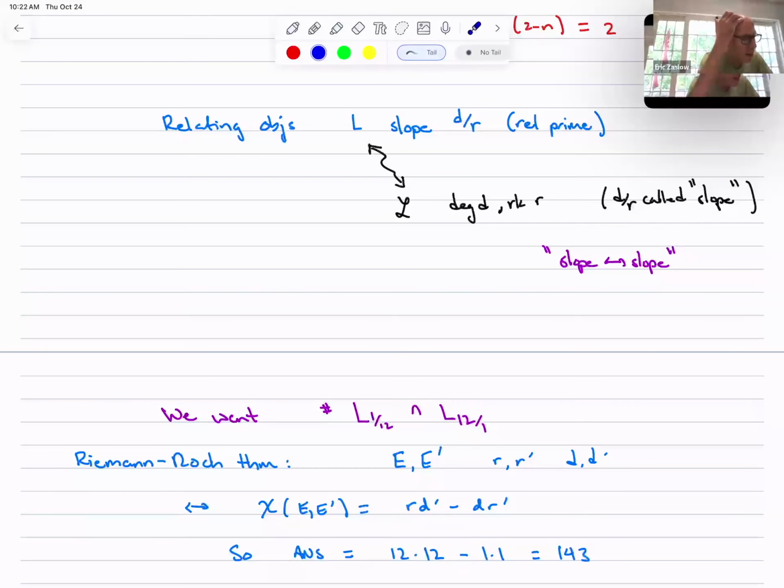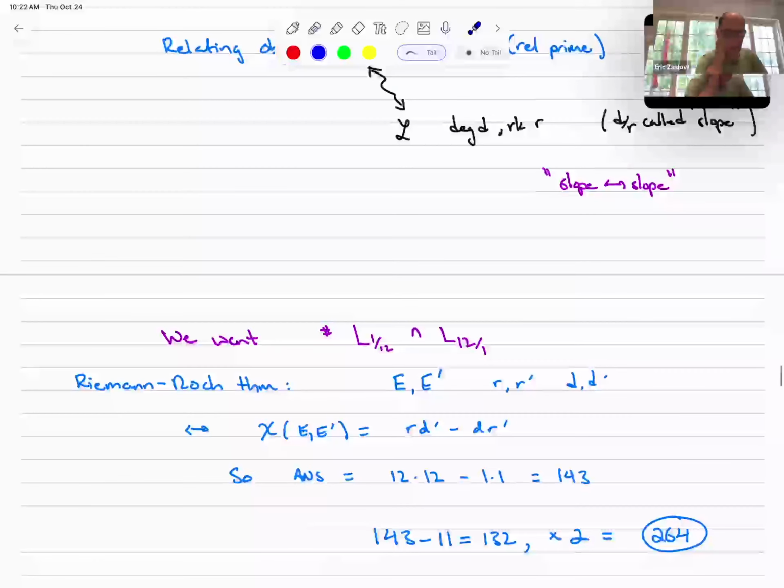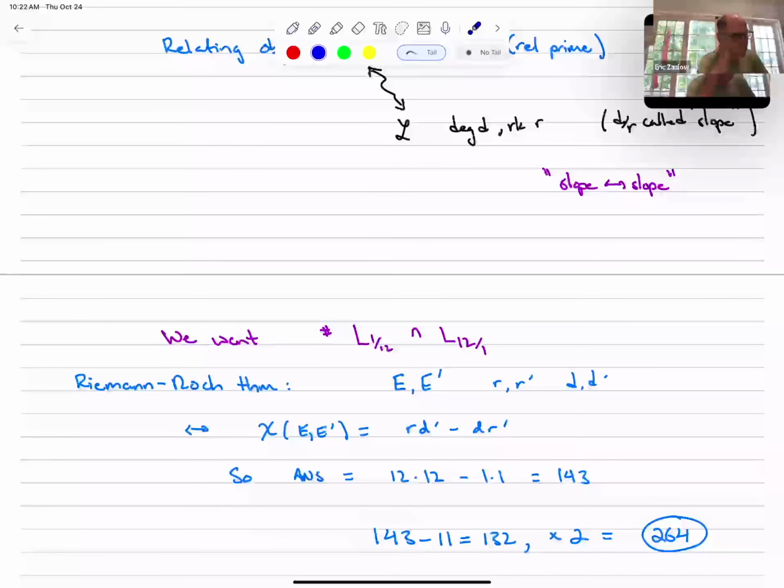So then I get rank times degree, 12 times 12 minus degree times rank, 1 times 1, which is 143. So that's the answer to our clock puzzle. We have 143 points of intersection. It's actually easy to calculate just geometrically, but anyway.